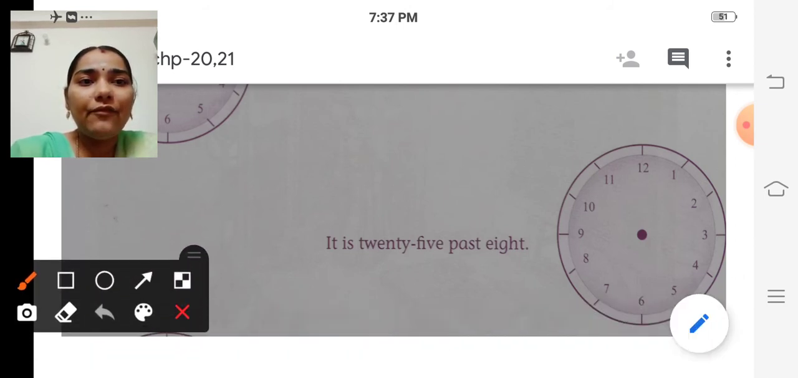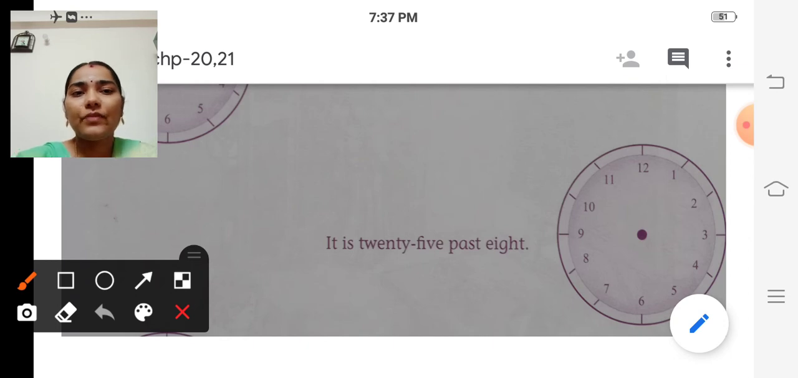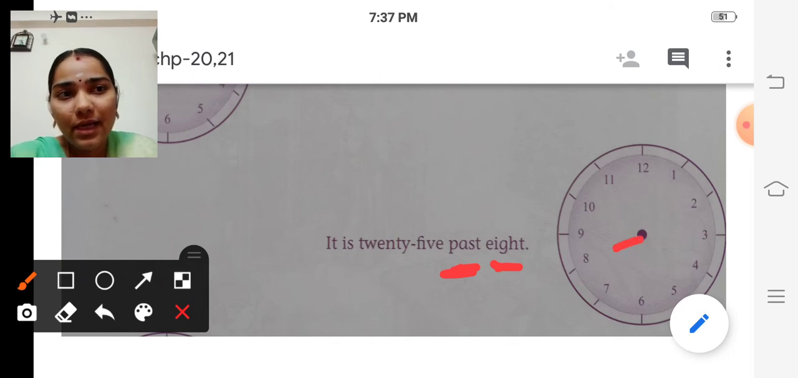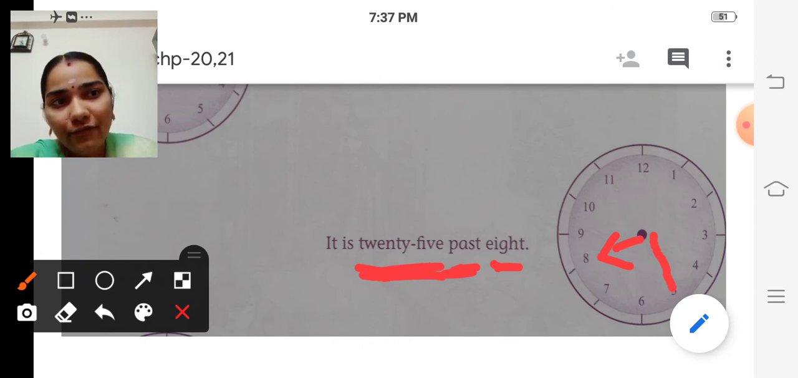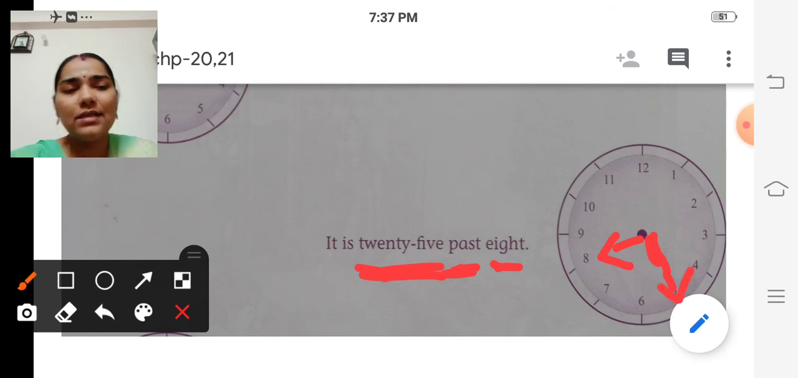It is 25 past 8. Here they have given past, so it is the present hour. So our hour hand should be at 8. The minute hand should be at, here they have given 25, so the minute hand should be at 5. Is it clear, children? Yes. So it is the representation of 25 past 8.